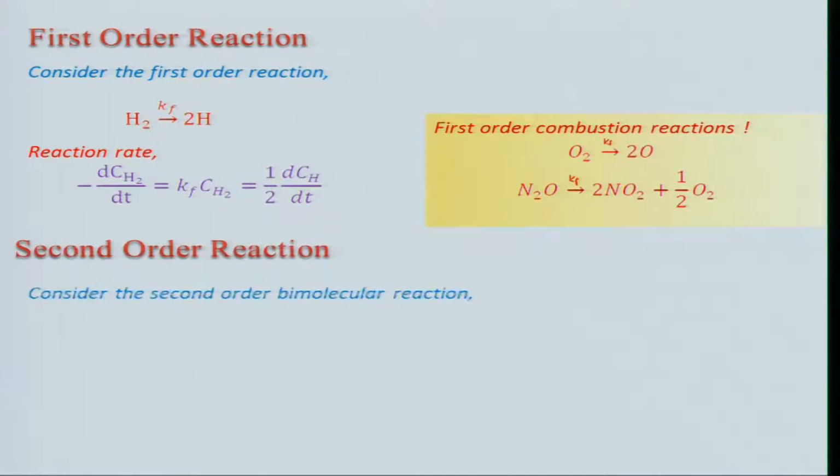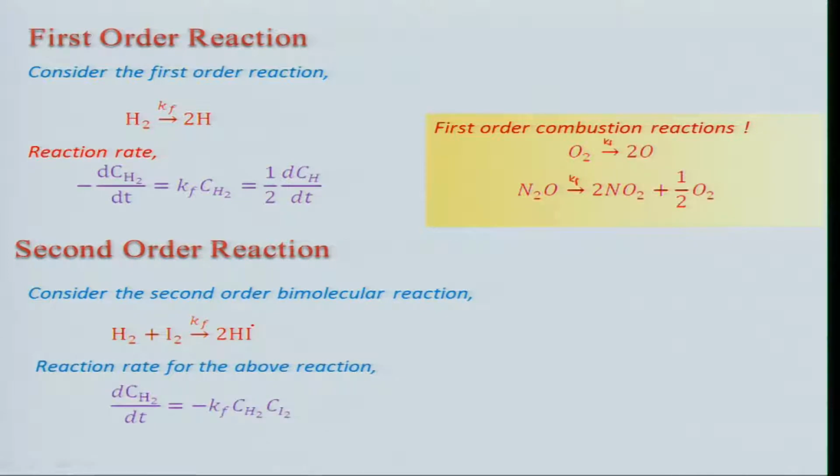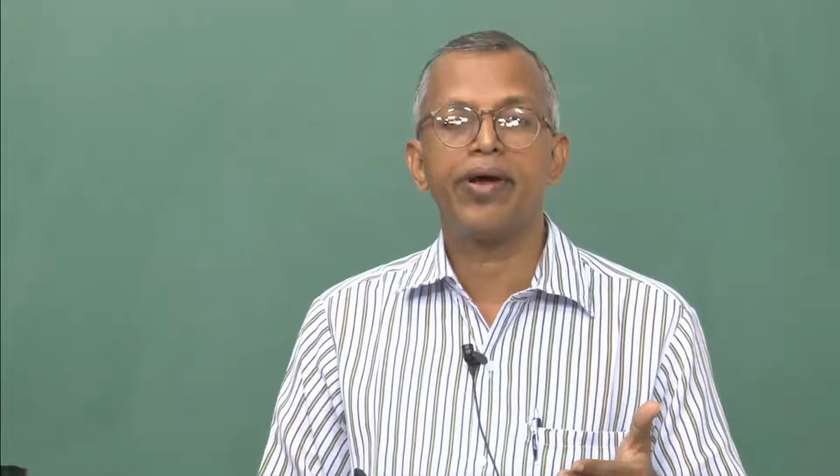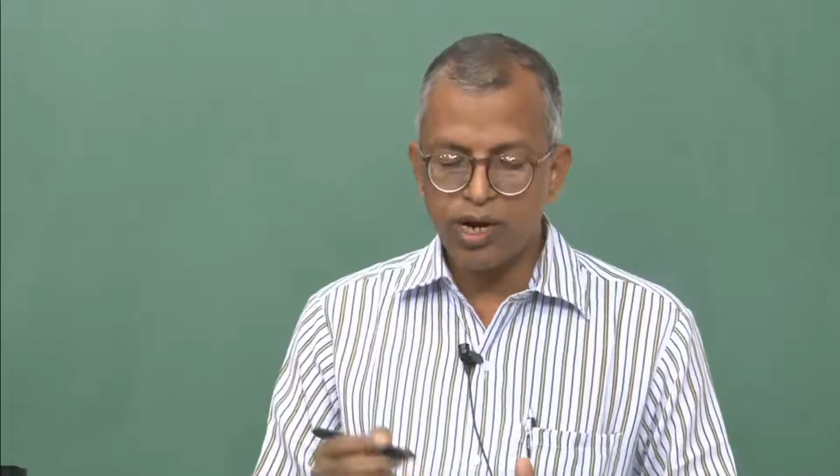Similarly, for second order reactions, let us consider a second order bimolecular reaction, hydrogen reacting with iodine I2 going to 2HI. The reaction rate you can write as dC_H2/dt equal to minus K_F C_H2 C_I2. In this case, there are two concentrations which determine the reaction rate. One is hydrogen, the other is iodine I2. So, it will be a second order reaction. And there are several examples.